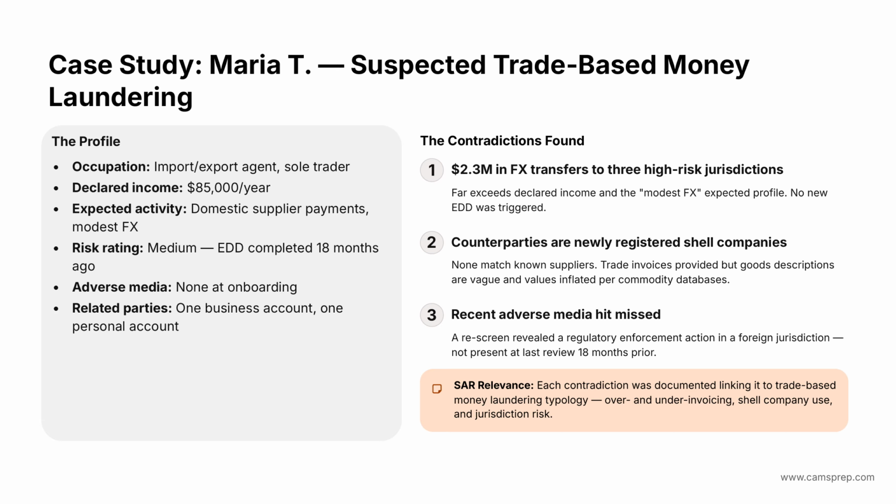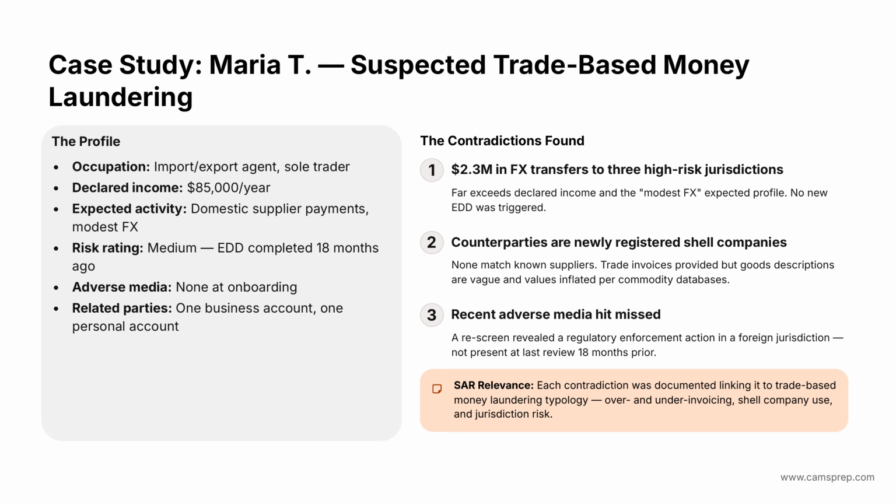Here are the contradictions found. First, $2.3 million in foreign exchange transfers to 3 high-risk jurisdictions. This far exceeds her declared income and modest FX profile, yet no new EDD was triggered. Second, her counterparties are newly registered shell companies. None match known suppliers. Trade invoices were provided, but goods descriptions are vague and values appear inflated per commodity databases. Third, a rescreen revealed a recent adverse media hit showing a regulatory enforcement action in a foreign jurisdiction, not present at the last review 18 months prior.